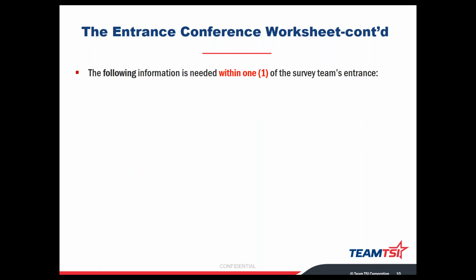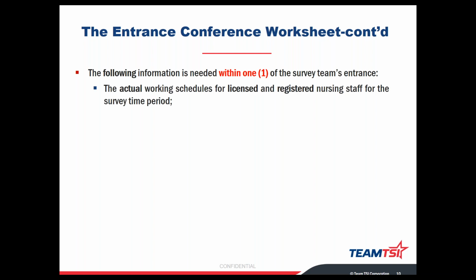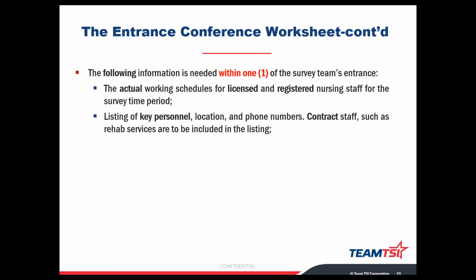Within 1 hour is everything else on the entrance conference worksheet. That includes the working schedules for your licensed and registered staff for the survey time period. So they want to see who's actually on site. The listing of key personnel, location and phone numbers. That list can also be used to conduct those off-site phone interviews. Any contract staff, rehab services, or anybody you have in the facility, and how to access the resident's electronic health record.